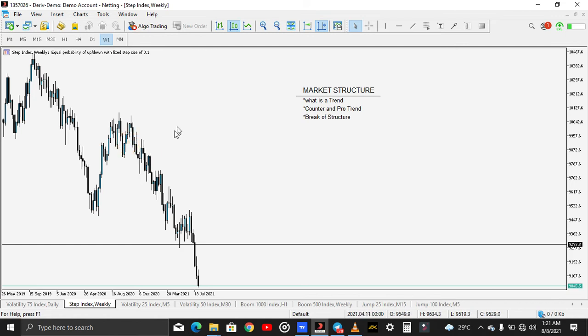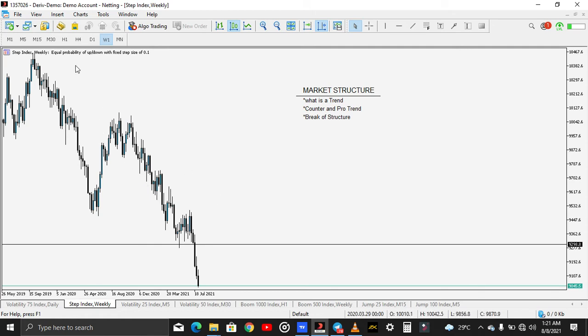So now let's go to counter trend and pro trend. What is a counter trend and what is a pro trend? A pro trend is the main trend of the market, while a counter trend is just like a pullback, a short movement of price in the opposite direction. So the pro trend is the main trend, while the counter trend is just some pullbacks.